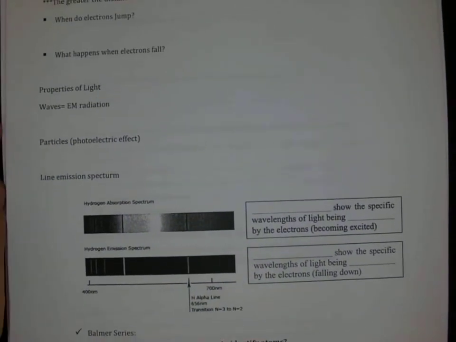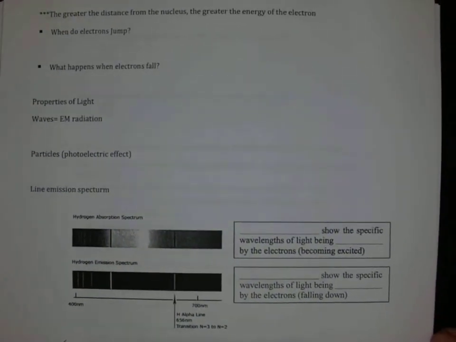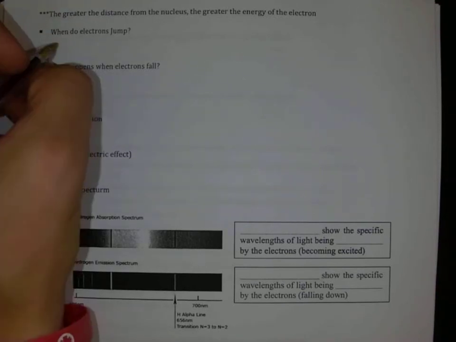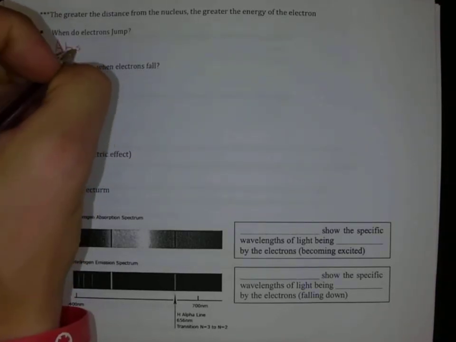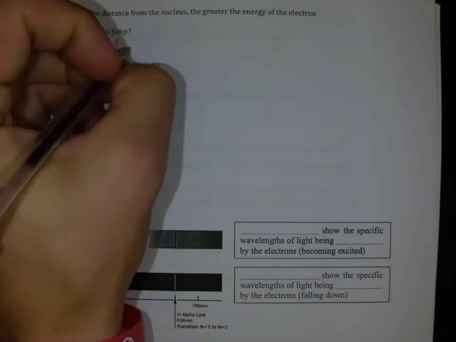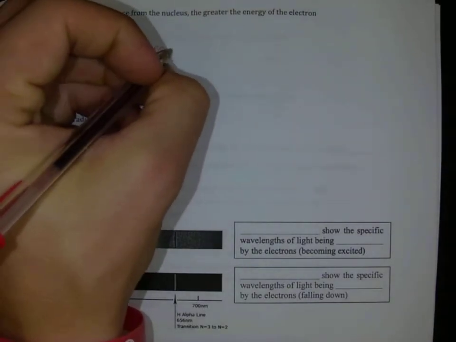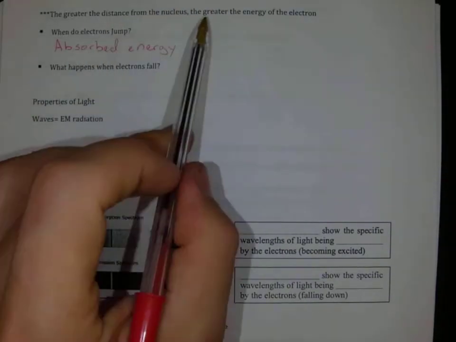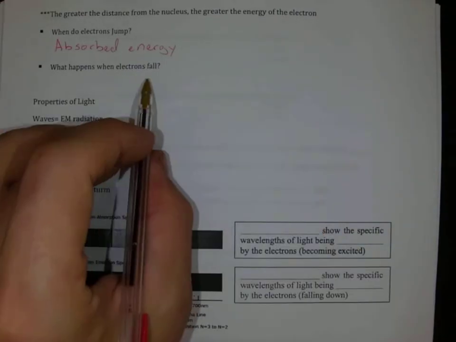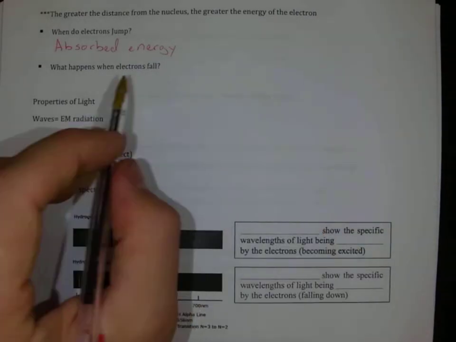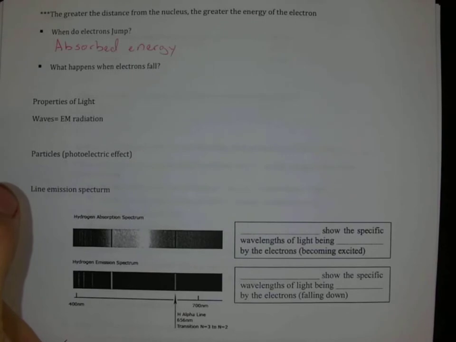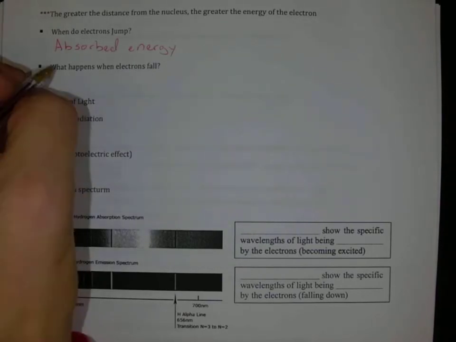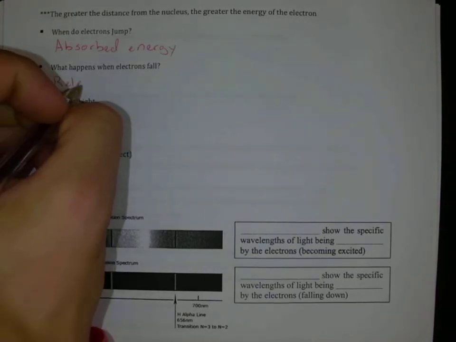All right, so electrons, right? Whoops, let's slide this all the way up here. There we go. So the greater distance from the nucleus, the greater the energy of the electron. So if electrons jump into a higher energy level, they've absorbed energy. Their energy is going to be higher because they're further away from the nucleus. Same idea for when the electrons fall. When they fall, now they're getting closer to the nucleus. They don't have as much energy, so they have released energy.